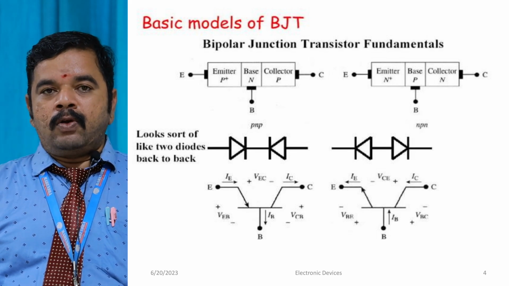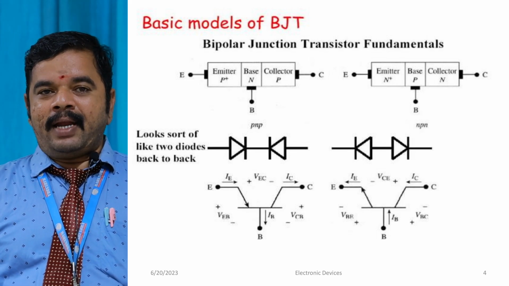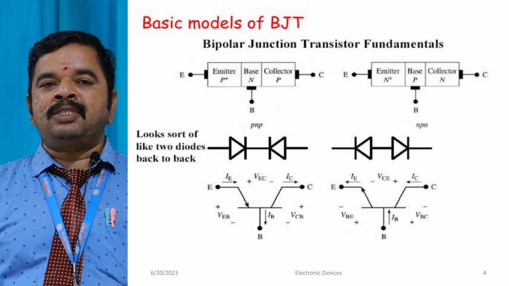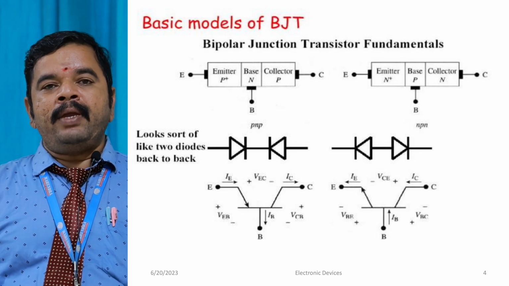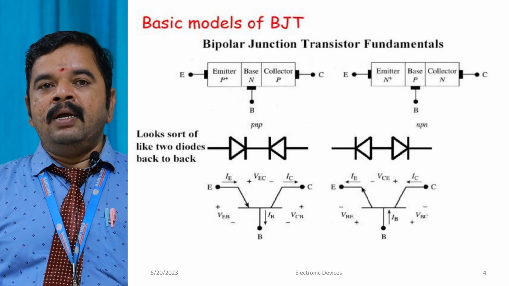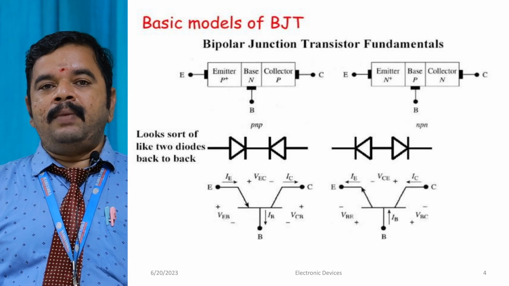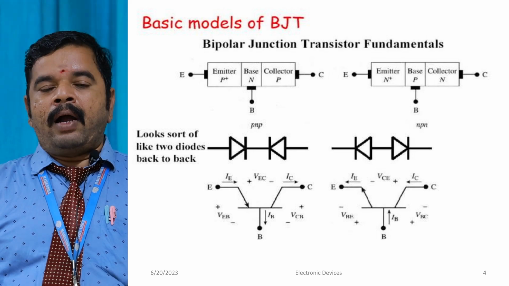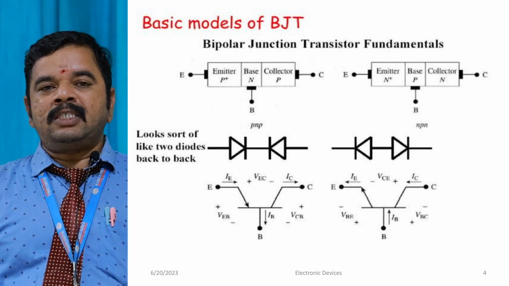In the NPN transistor, the emitter arrow direction is outwards. In the PNP transistor, the emitter arrow direction is inwards. So that is the difference between the NPN transistor and the PNP transistor. According to the doping level, we classify the areas.